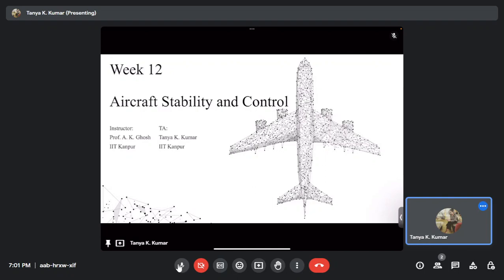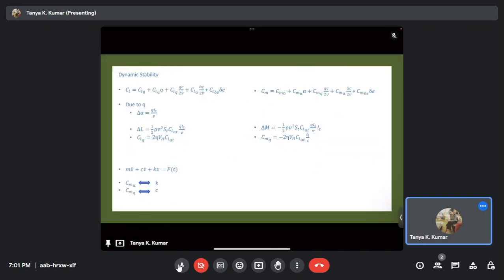Before that, we'll look at the questions of week 11, just revise a few concepts, and then go over the questions of week 11 and then the contents of week 12. Okay, so let's begin. Dynamic stability, we had been looking at this for the past 2-3 weeks now. So dynamic stability is when the aspect of time comes into play.